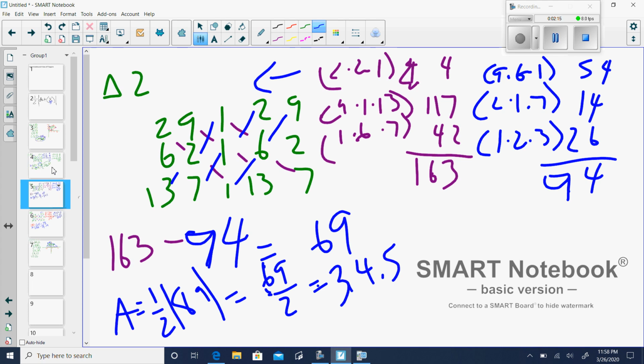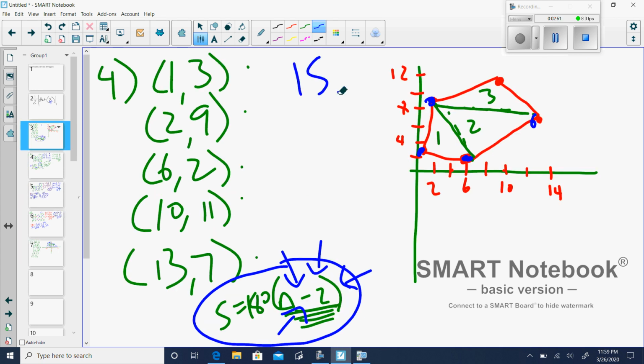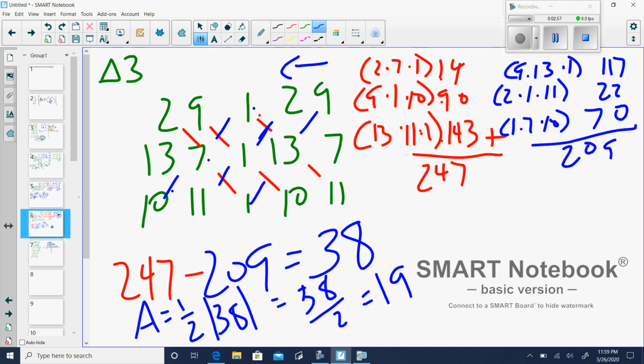So we go from left to right. 2 times 2 times 1 is 4. 9 times 1 times 13 is 117. 1 times 6 times 7 is 42. Right, that gives a total of 163. All right, now when we go from right to left, 9 times 6 times 1 is 54. 2 times 1 times 7 is 14. 1 times 2 times 13 is 26. When we take the sum of those numbers, we get 94. 163 minus 94 is 69 right here. So the absolute value of 69 is 69, and half of 69 is 34.5. So right now our area is 15.5 plus 34.5 plus the area of our third triangle.